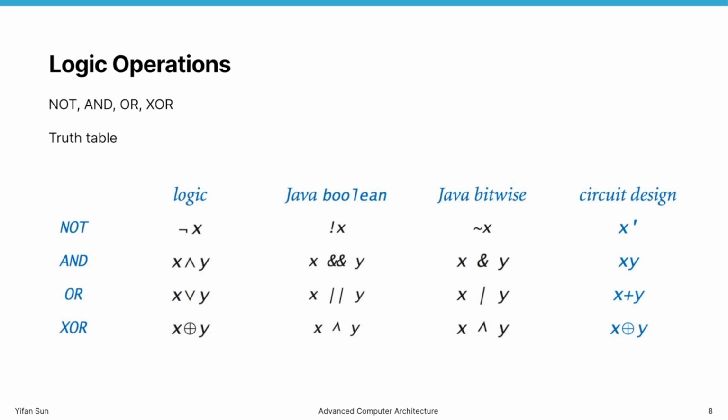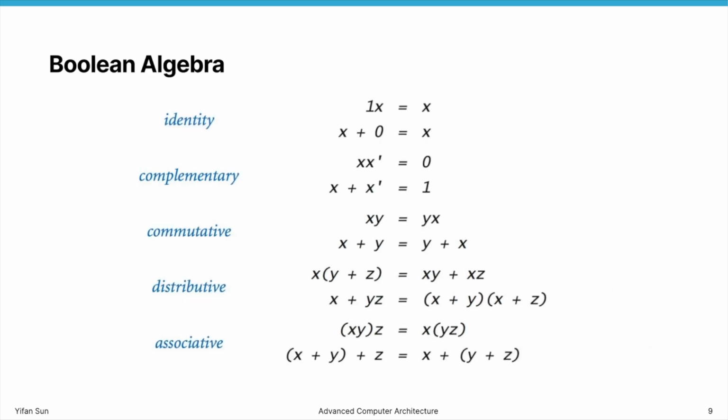There are different representations: logic representation, Java bitwise operation, or circuit operation. Now here we're using this set of representations. There are some very simple rules. I don't want to teach you to do the calculation. If there is a really hard problem, it's going to take some time for you to solve it, but those are not the most important part of this course. But let's read these rules together. Identity, that means 1 and x is still x, x or 0 is still x.